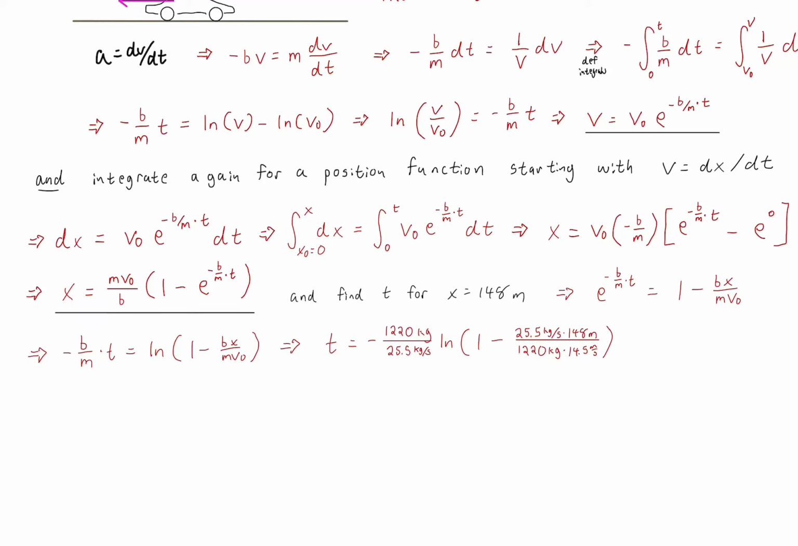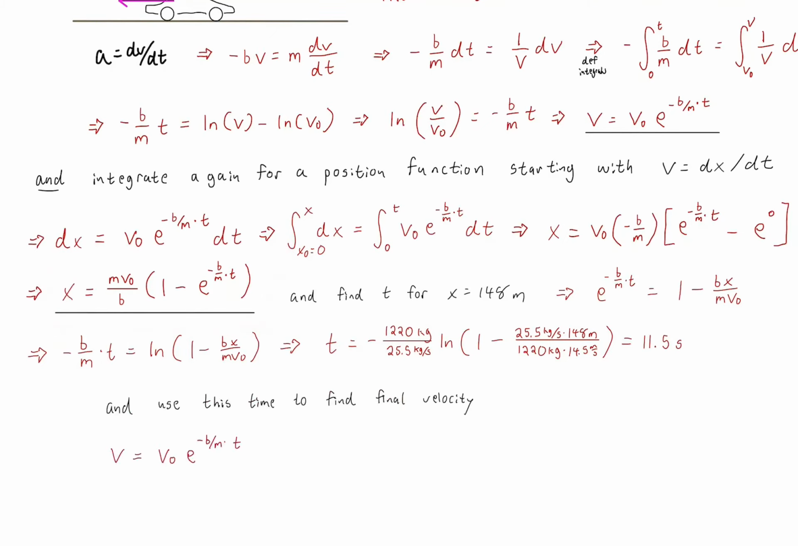Okay, so let's do it. 11.5 seconds. So it takes 11.5 seconds for this car experiencing exponentially decaying velocity to cover 148 meters. Okay, so then how fast is it going? Well, now we just take that time and plug it back into this function, which of course was the intermediate step to get to our position function, but now is also going to be useful to answer the question.